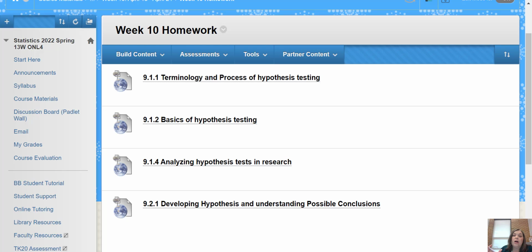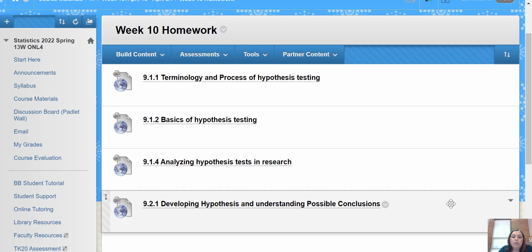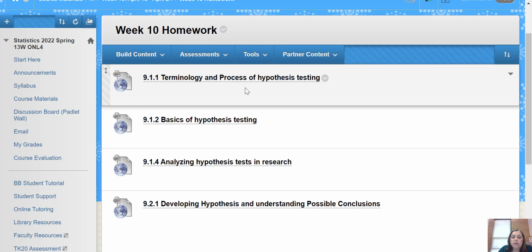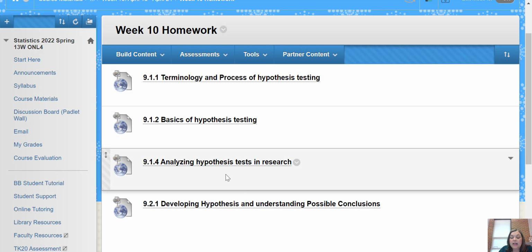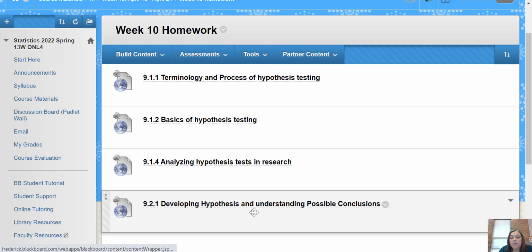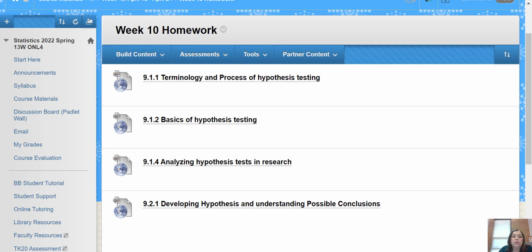And Knewton sometimes has a creative way of presenting material. So I wanted to go over some homework examples this week just to help you feel a little bit more comfortable with it. So this week we've got 4 homework assignments. The first one is on terminology and the process of hypothesis testing, then basics of hypothesis testing, analyzing hypothesis tests and research, and developing hypotheses and understanding possible conclusions. Okay, so before you get into this, you want to have watched the other videos so that you'll understand what some of these things mean.